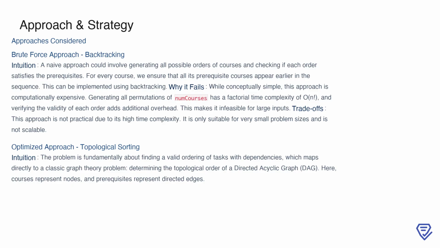While it might work for very small numbers of courses, it doesn't scale effectively. On the other hand, a more efficient approach involves treating the problem as a graph and solving it using topological sorting. This is because the problem can be seen as finding a valid order of tasks based on their dependencies, which is a classic graph theory problem involving a directed acyclic graph, or DAG. In this representation, courses become nodes and prerequisites are the directed edges between them.